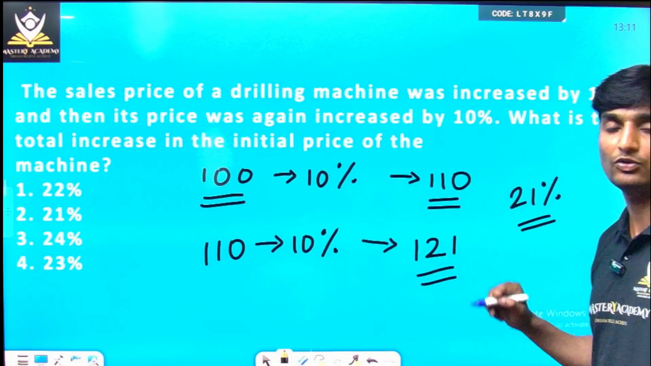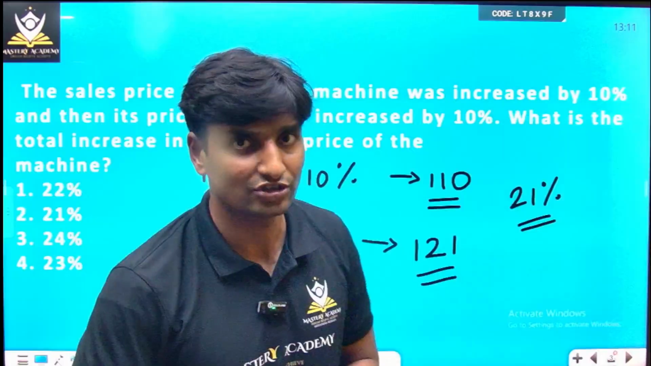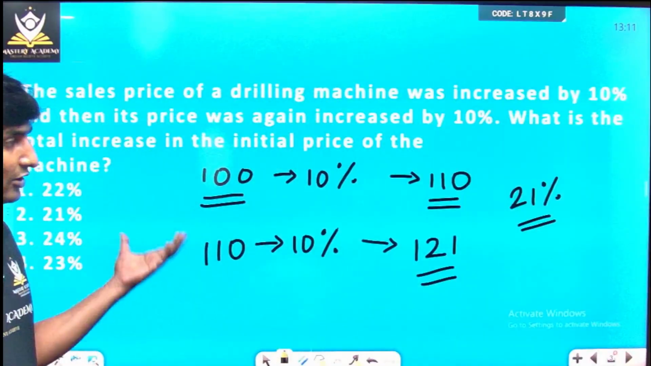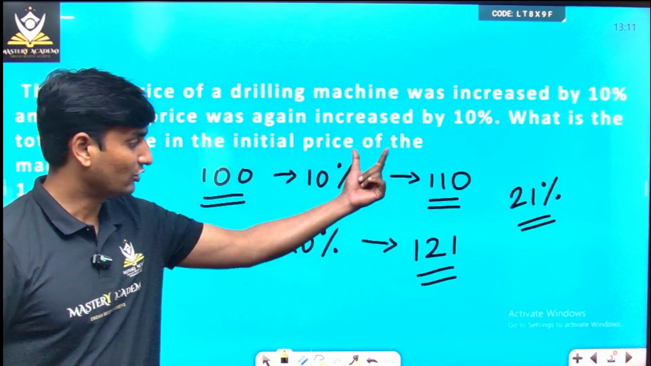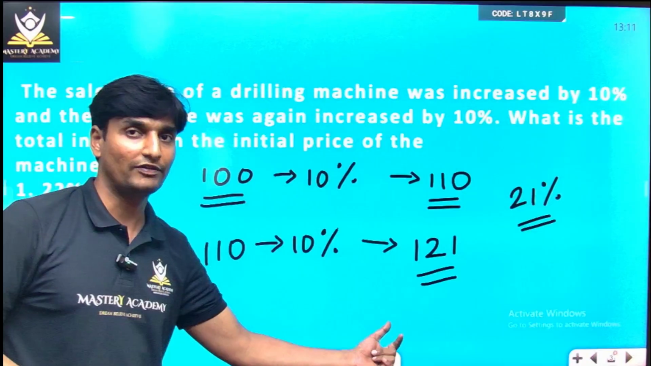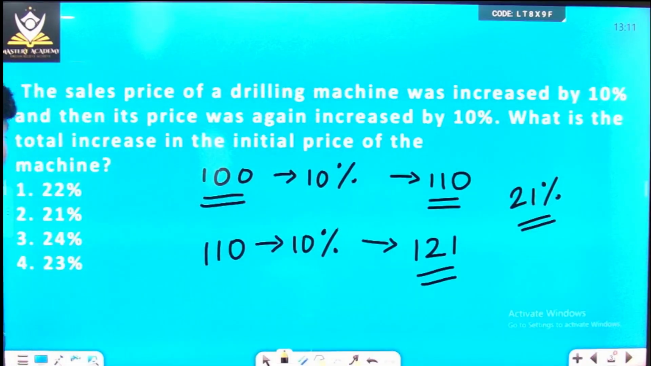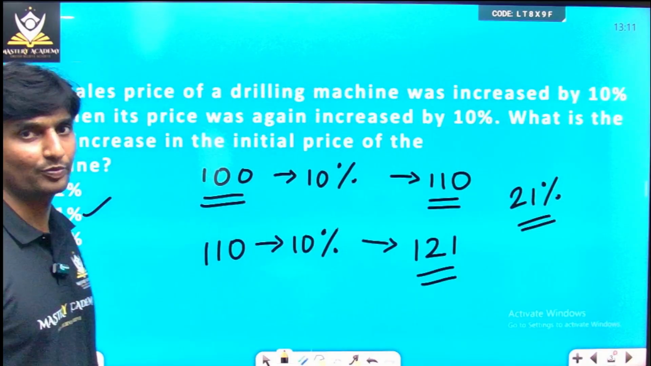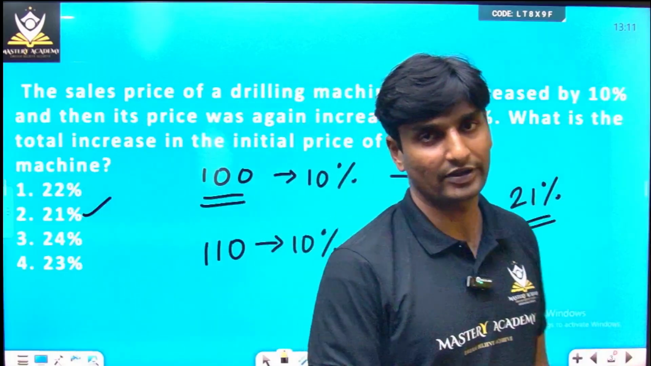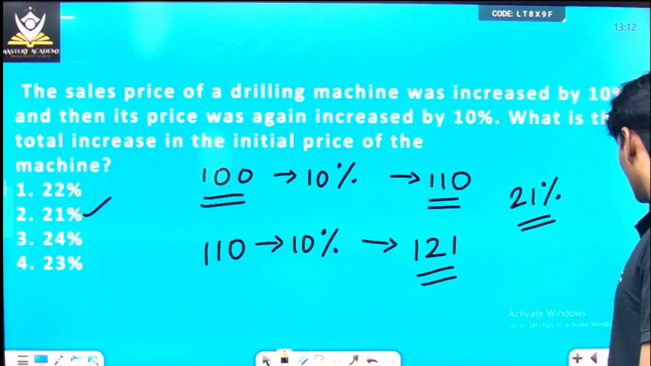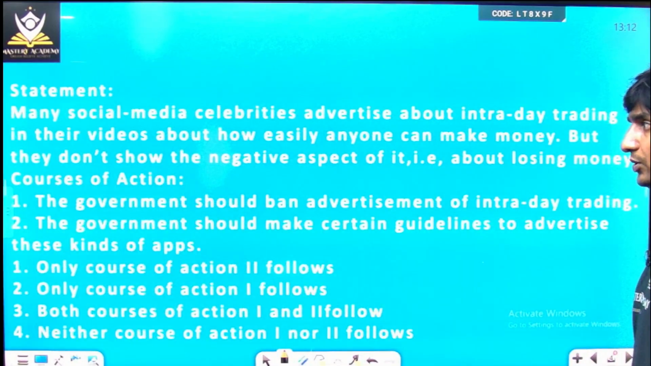121 is nothing but a 21% increase of the initial value. You can also check directly according to the percentage format: 10 rupees, 11 rupees, 10 plus 11, 21, and that will lead to 21. Option number B. Option number B. I hope it is clear, guys. A very simple question. So now we'll move on to the next question.